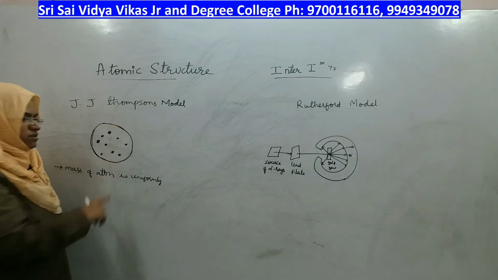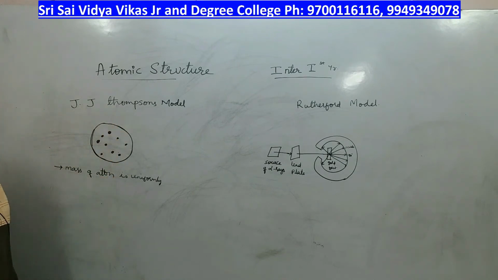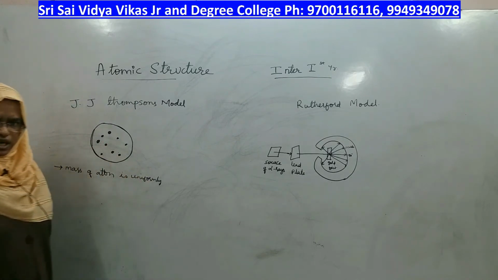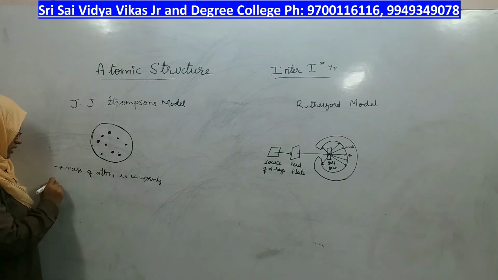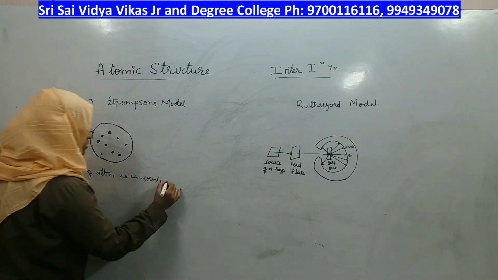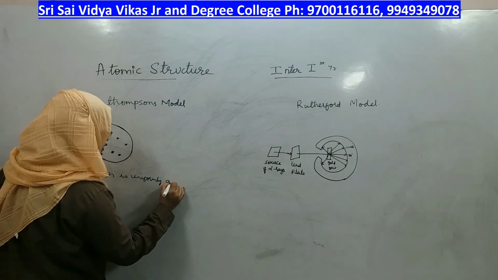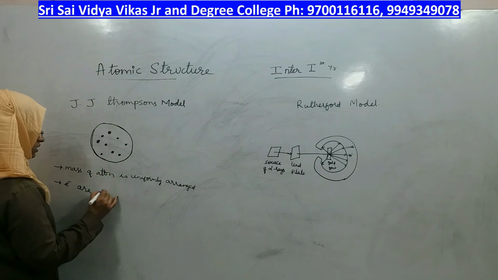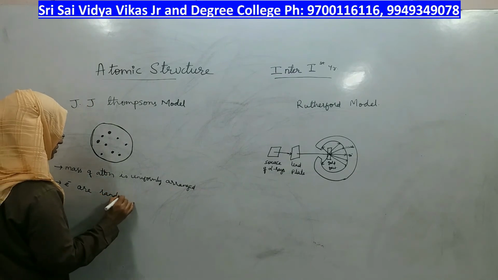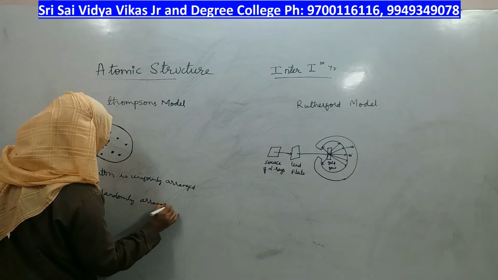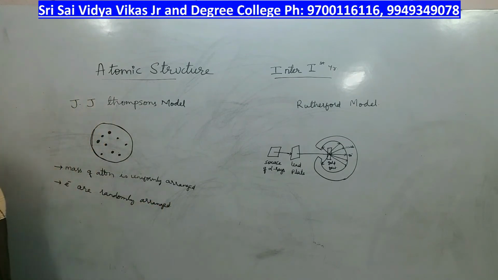According to J.J. Thomson, electrons are just randomly here and there embedded inside the matter of the atom, inside the mass of the atom. The mass is uniformly arranged and electrons are randomly arranged inside that mass of the atom.